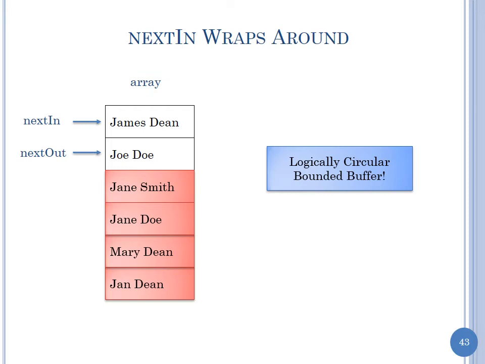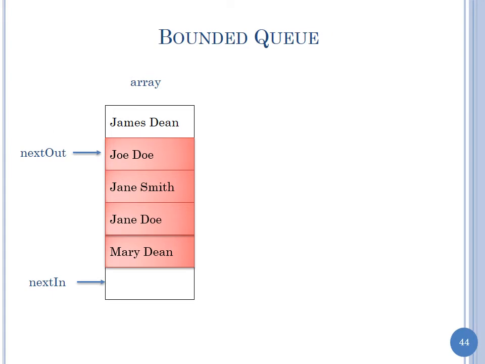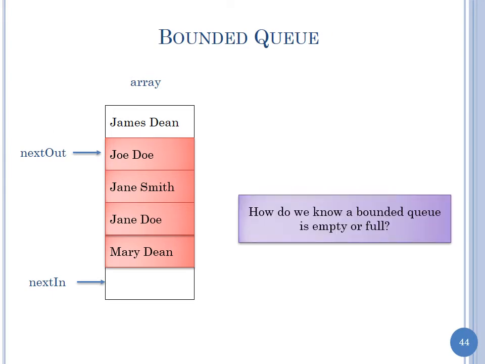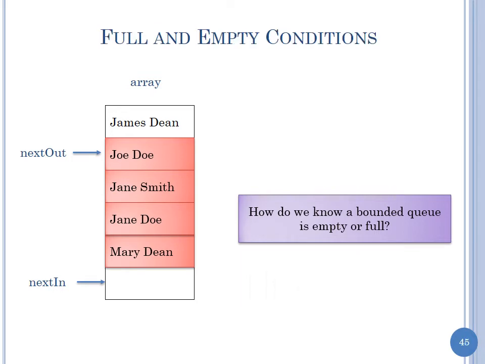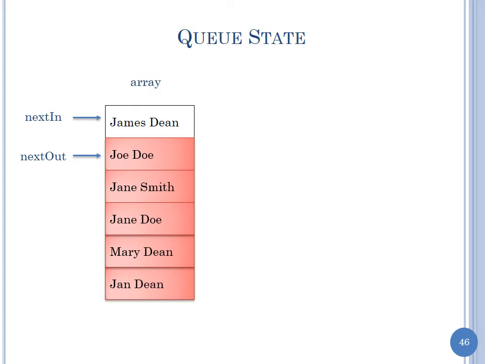So we now have a bounded queue. And now the question is, how do we know a bounded queue is empty or full? And what to do when an add or remove is attempted on an empty or full queue respectively. So how do we know a bounded queue is empty or full? Let's assume this is a queue state. Next in is at index 0 and next out is at index 0.